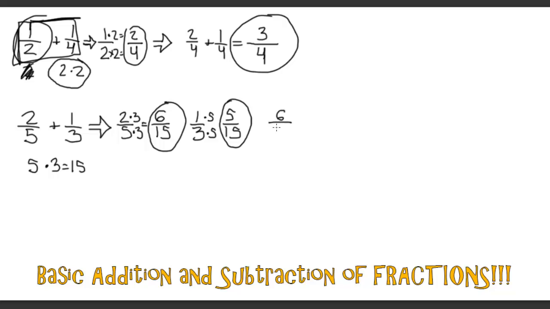It's going to be 6/15 plus 5/15. And remember, you keep your denominator. You do not add it. It's not going to end up being 30. It's going to stay 15. You only add your numerators, and that's going to be 11/15. Once again, it cannot be reduced. So that is the answer.